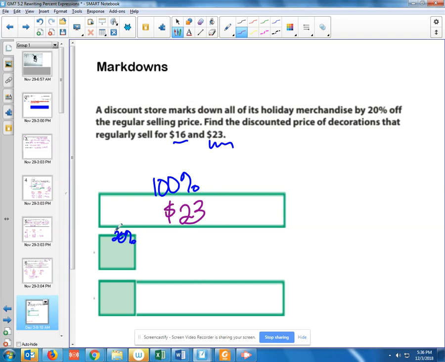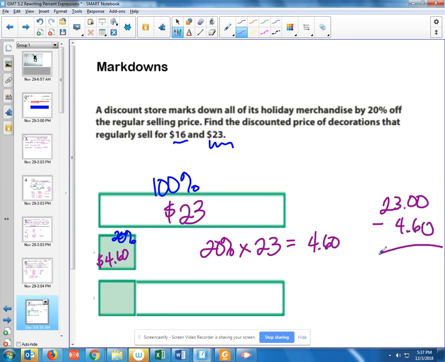Okay, 20% of it's going to get taken away. Take 20% times 23 bucks. You should get $4.60. That's how much this is. Subtract those now. Because it's a discount, you get to take that off of the price, and you are left with $18.40. That's how much is left over here, $18.40. This was the $4.60, and when you add all of this together, you should get back to your original amount of 23 bucks.